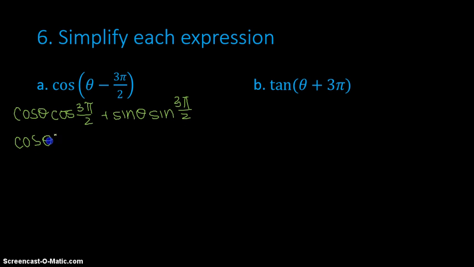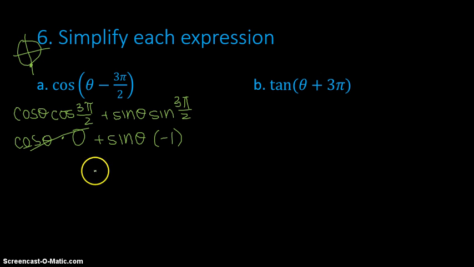Cosine of 3 pi over 2, if you need to think about your unit circle, that'd be down here. So that's 0, plus sine theta, and then sine of 3 pi over 2 would be negative 1, so cosine times 0 is 0. I have negative 1 times sine theta, which is negative sine theta.